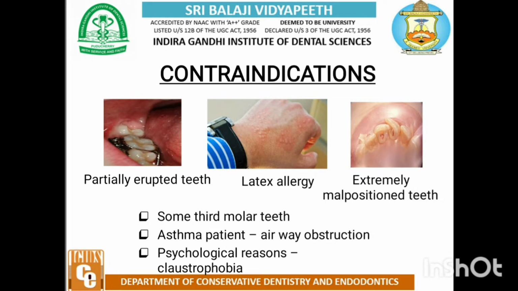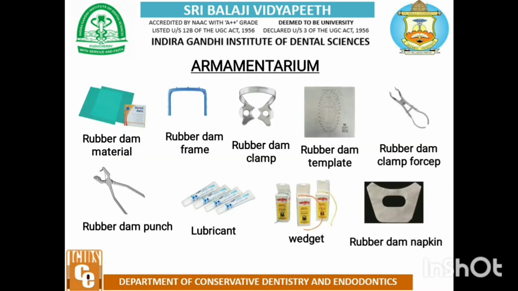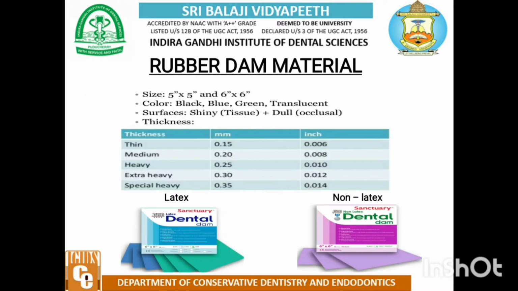Contraindications. It is contraindicated in partially erupted teeth, latex allergy, extremely malpositioned teeth, third molar teeth, asthma patients, and psychological reasons like claustrophobia. Armamentarium of rubber dam: rubber dam material, rubber dam frame, rubber dam clamp, rubber dam template, rubber dam clamp forceps, rubber dam punch, lubricant, wedges, and rubber dam napkin.